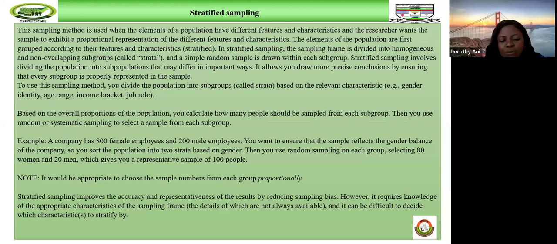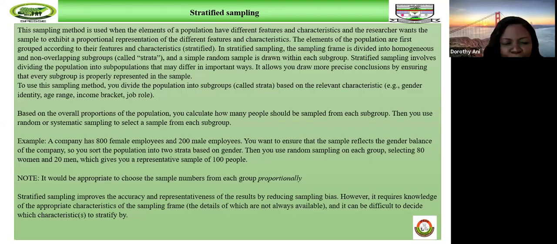The sampling frame is always there to guide you on the number that exists in that area that you want to sample. So from that sampling frame, like this one now, the sampling frame is 800 female and 200 male. From there, you apply that percentage and you get the number that you are looking for. That should be okay.